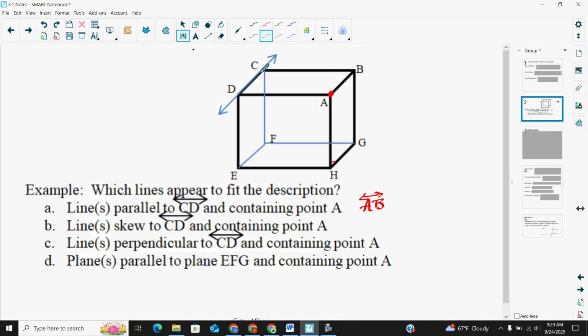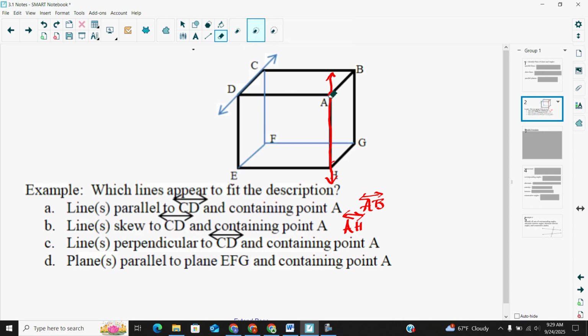I need something skew to CD, so it doesn't cross it, but is not parallel to it, that contains point A. Notice this line right here, HA. They're not parallel. They don't lie on the same plane. But they don't cross each other. So CD is here, AH is going this way. Those are skew. That is the only line that is skew to CD that passes through point A. Another one would be BG. BG is also skew to CD.